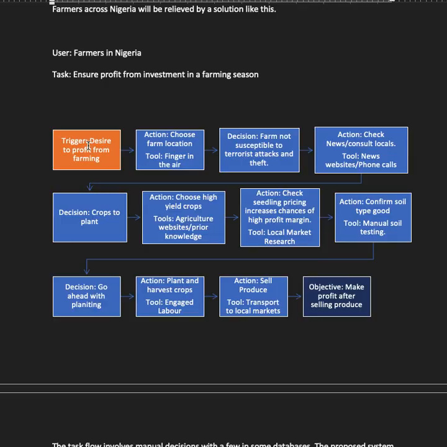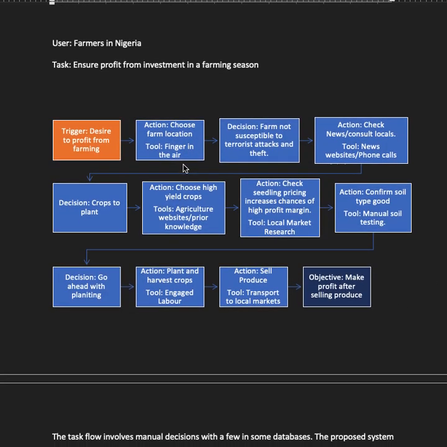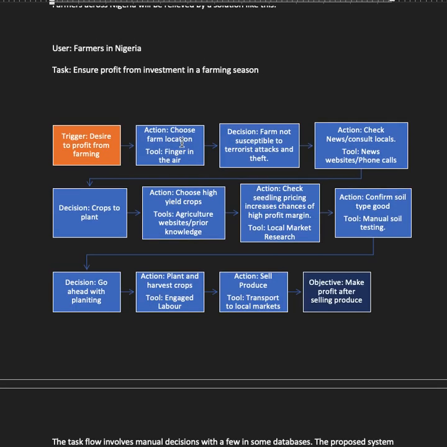We're going to start with a trigger, which is desire to profit from farming. They have to choose a location. Currently, it's a finger in the air decision, no way to accurately make that. And then they have to decide, would there be terrorist attacks, would there be theft, and then they'll consult with the locals, and then they come back to make the decision of where to plant, which they'll choose a high yield crop. There's really no accurate way to do that, so it's prior knowledge and going to some websites to check that. And then ultimately they'll select the seedlings that they will use.